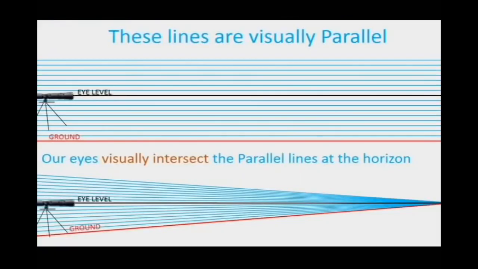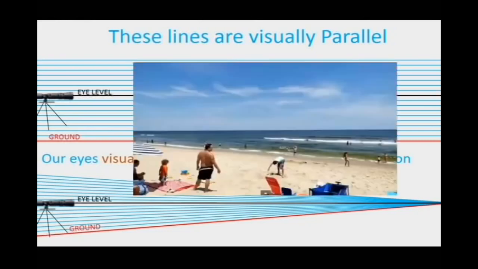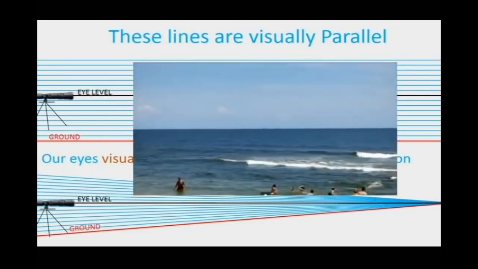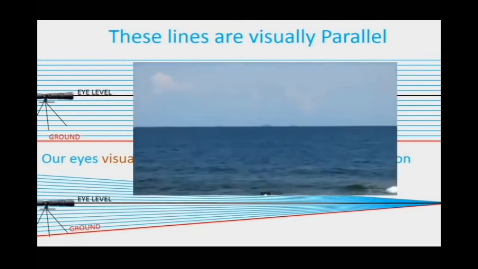I just want to say a word about zooming in with a telescope. There are people I've spoken to who think that if you use a telescope, your horizon will be further. The stronger the telescope, the further the horizon will move away from you. Well, that's not the case. The horizon is determined and formed by the ground visually angling up to your eye level.